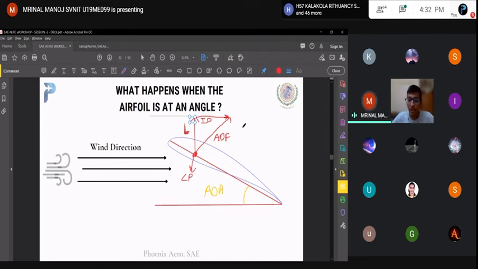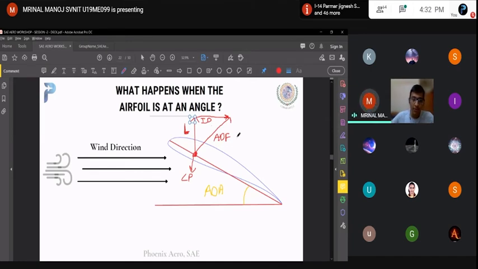Induced drag is a byproduct, or a consequence, of lift. Induced drag will happen no matter what, because lift is always generated. Whenever lift is generated, there is induced drag without fail. It is bound to happen.